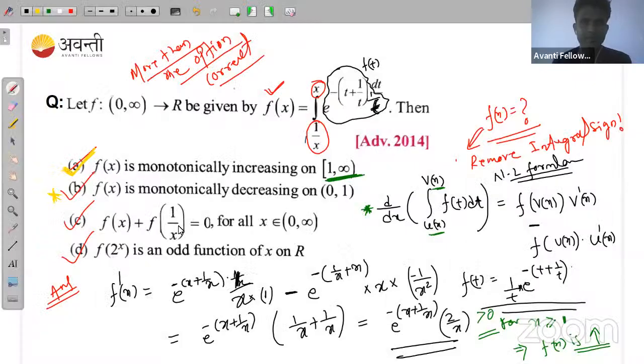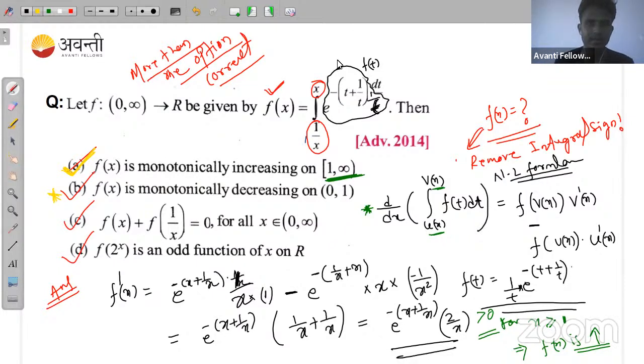If f of x plus f of 1 plus x is equal to 0 or not. Okay, we have to check this. And f of 2x is an odd function for all x belongs to R. We have to think about it. Option C and D. For option C and D, what can we do?